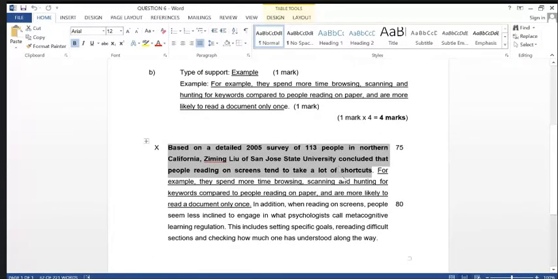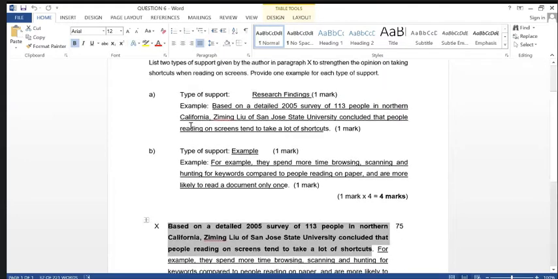And then I take the second sentence. Yeah, for example, they spend more time browsing, scanning, and hunting for keywords compared to people reading on paper and are more likely to read a document only once. What is this sentence? This sentence is example.